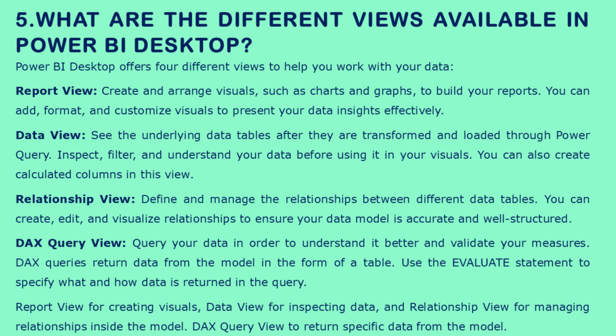Relationship View. Define and manage the relationships between different data tables. You can create, edit, and visualize relationships to ensure your data model is accurate and well-structured. DAX Query View. Query your data in order to understand it better and validate your measures. DAX queries return data from the model in the form of a table. Use the evaluate statement to specify what and how data is returned in the query. Report View for creating visuals, Data View for inspecting data, and Relationship View for managing relationships inside the model. DAX Query View to return specific data from the model.